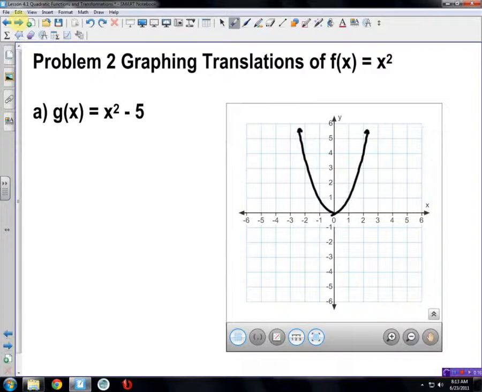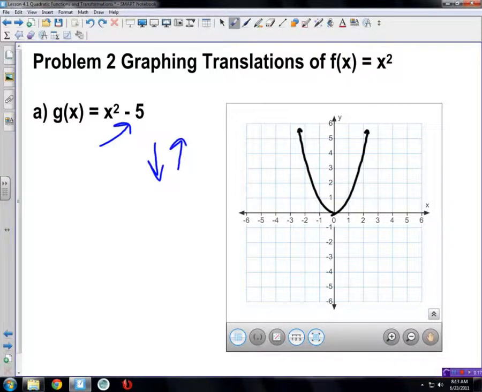Problem 2, we're going to be graphing translations of f of x, which is a parent function, right? It's the most basic type. Now if we look at g of x here, it's like the parent function. The only thing is we have this minus 5 on the back. So it's like the parent function, but a little bit different. Now, what these numbers do when they are on the end here, outside of the x squared, is they control our up and down. Up, down.